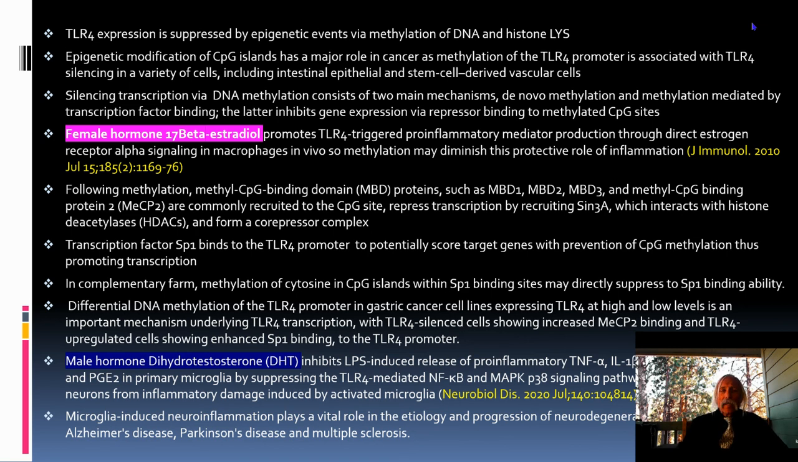So, silencing transcription via DNA methylation consists of two mechanisms. De novo methylation, that is, these CpG islands and promoter regions, they're not normally methylated for a given gene, but all of a sudden the signaling is right to methylate the cytosine residues on carbon 5 on cytosine. Okay? That's de novo methylation, or sometimes methylation mediated by transcription factor binding. So the latter will inhibit gene expression via repressor binding to the methylated CpG sites.